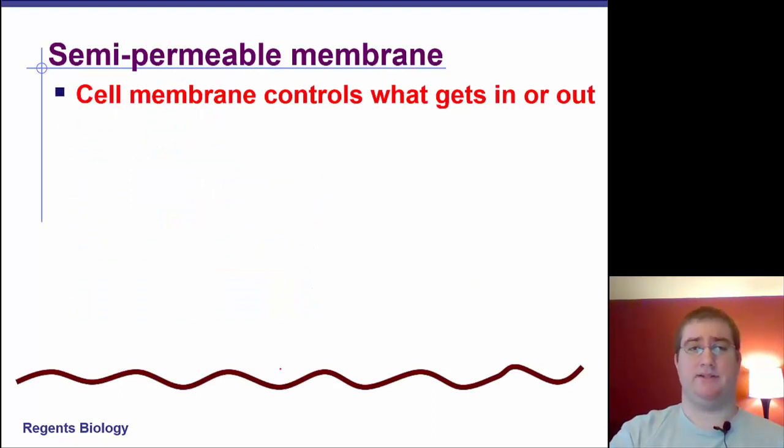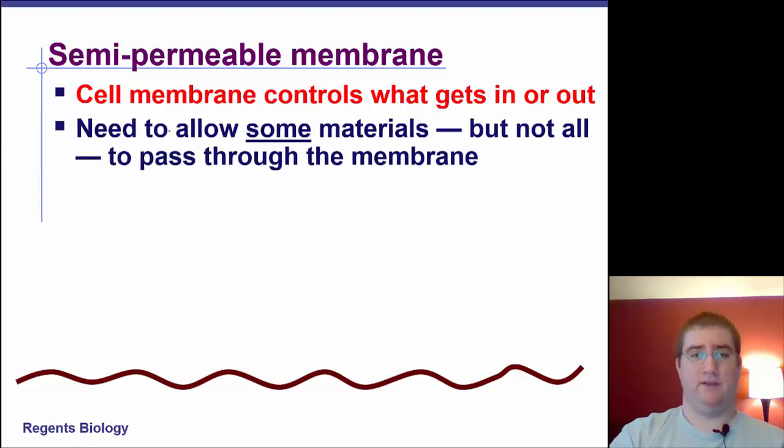The cell membrane is known as a semipermeable membrane, meaning that the cell membrane can control what gets in and out of your cell. We don't want the cell membrane to allow everything in. We also don't want the cell membrane to not allow anything in or out. So it's semipermeable, or it's known as selectively permeable. It's going to choose what can enter, and it's going to choose what can leave.